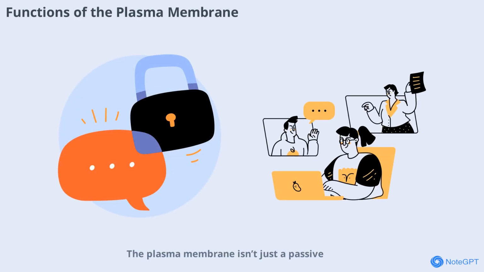The plasma membrane isn't just a passive barrier, it's a dynamic player in cell life. It protects the cell from mechanical and chemical damage, regulates the movement of nutrients, water, and waste, and maintains homeostasis. Membrane proteins act as receptors, picking up signals like hormones and neurotransmitters and triggering responses inside the cell. Glycoproteins and glycolipids serve as ID tags, helping the immune system recognize self from non-self.